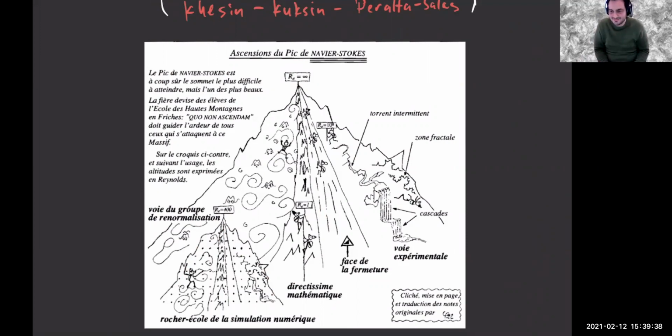Somehow renormalization is somewhere low in this mountain, so it's a low position. Well, it's much higher than the mathematicians.